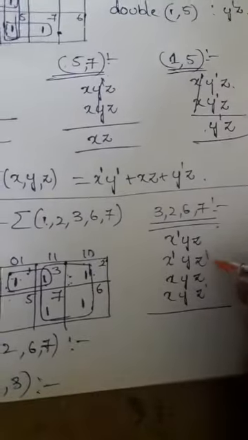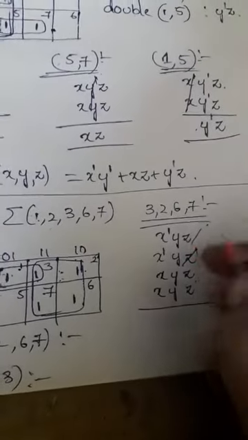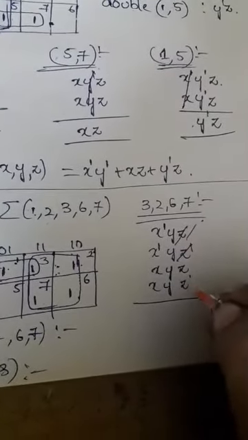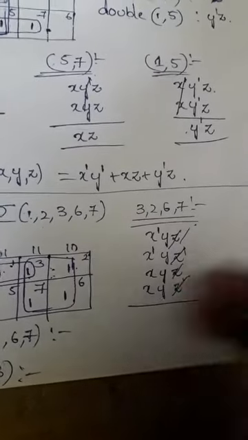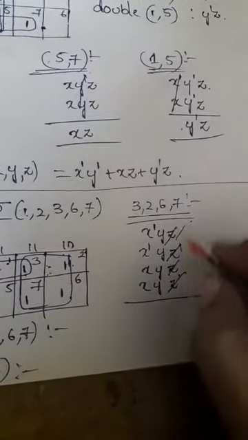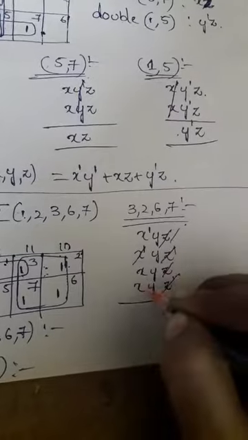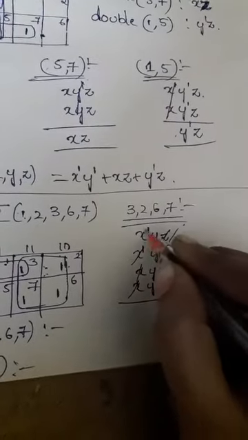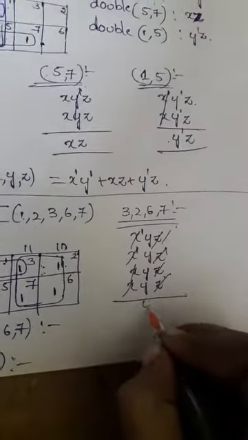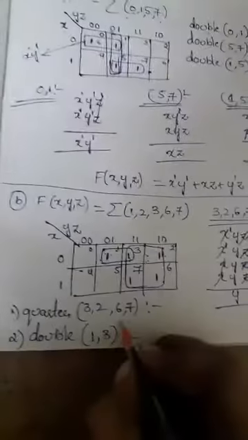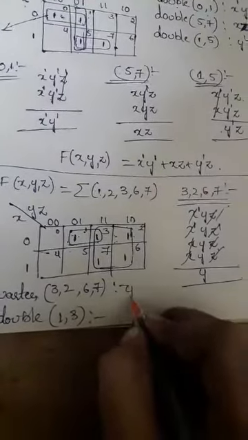Here just check: z complement and z will be cancelled, that means these two change, and one more is possible here, z complement and z, those two will be cancelled. And one more possibility is x complement and x, which will be cancelled. So for this quarter the result becomes y. So this prime implicant result is equal to y.